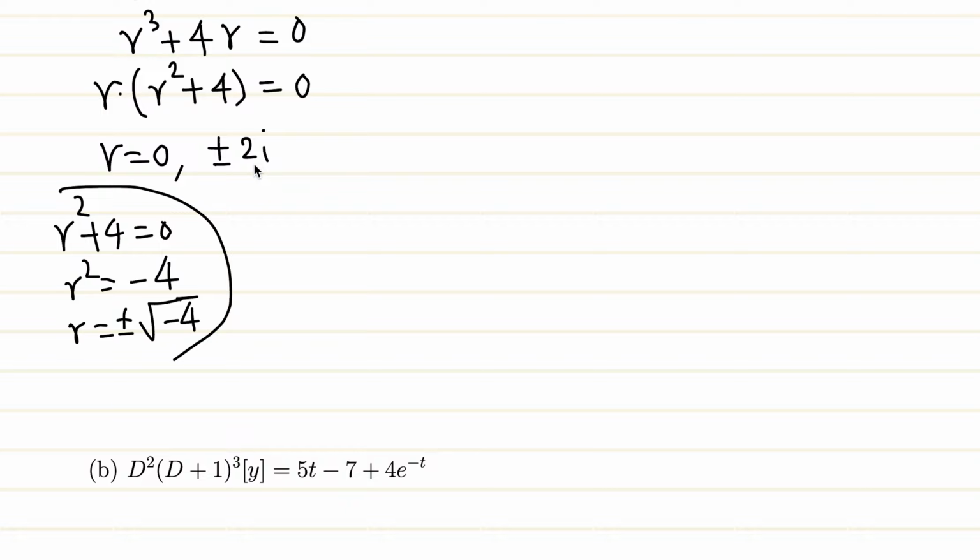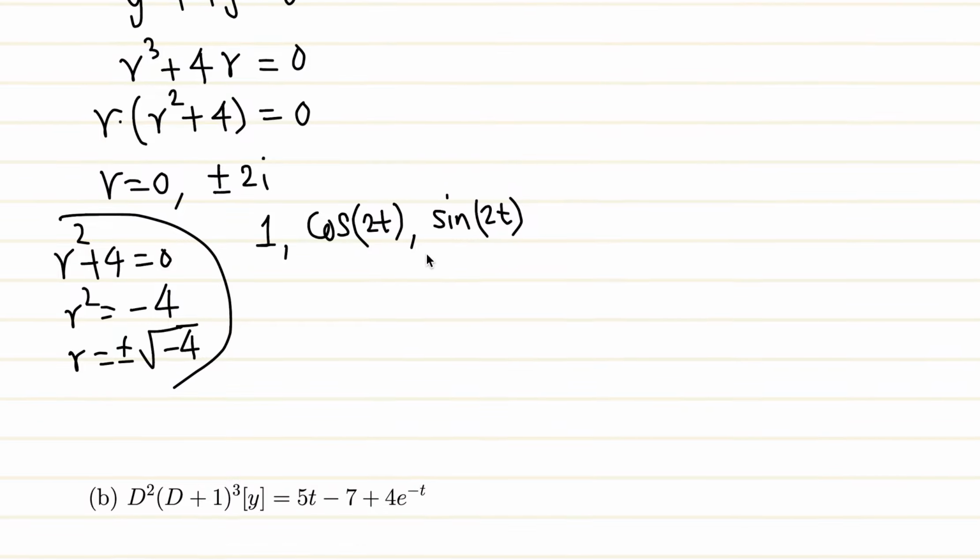So based on these roots, the solutions are e raised to 0t, which is 1. These are imaginary, so there is no real part. The real part is 0 here, so e to the lambda t is nothing. This gives us cosine 2t and sine 2t. Cosine and sine are always together. So these three are the solutions.